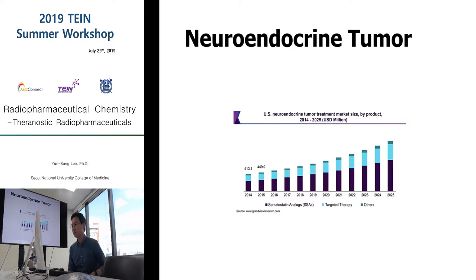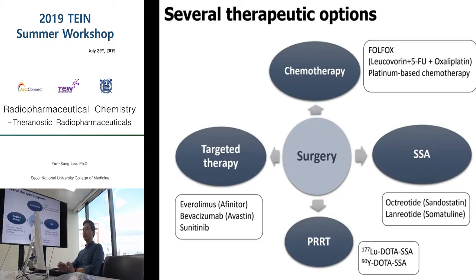And first of all, for this session, I would like to share two most representative cases of theranostics: the PRRT for neuroendocrine tumor, and also radionuclide therapy targeting PSMA. The first part is about neuroendocrine tumor, and there is an increasing market size for neuroendocrine tumor treatments. And I think the portion of these somatostatin analogs will grow with this market size growth. And right now there are several therapeutic options for the neuroendocrine tumor.